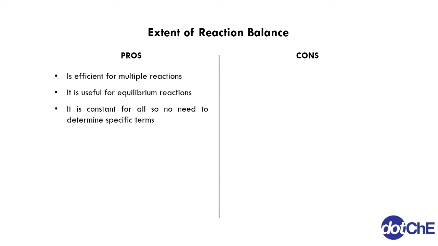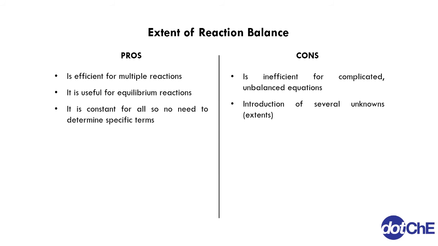It is constant for all, so there's no need to determine specific terms. So the extent is always constant for a certain reaction. So I highly encourage you to use this aside from the molecular species balance, in which you need many modification terms. One very, very strong con is that it is inefficient for complicated unbalanced equations. The stoichiometric relationship of the reaction is required for extent of reaction. So if you don't know the balanced chemical equation, well, don't use this kind of reaction balance.